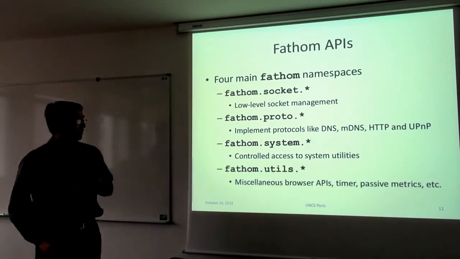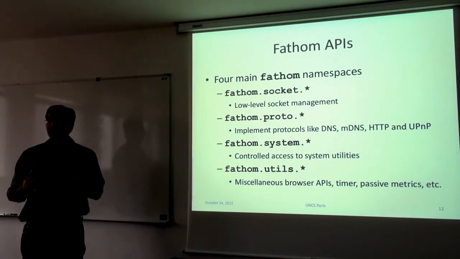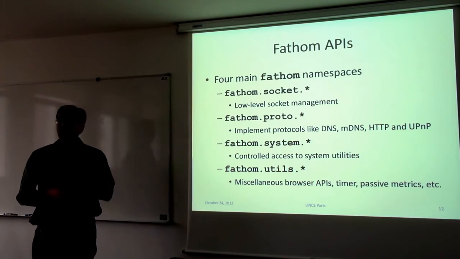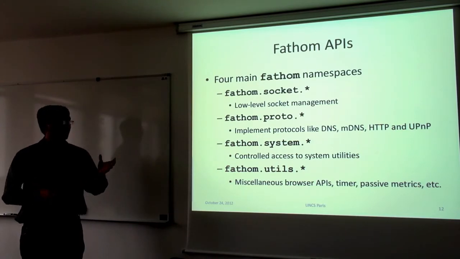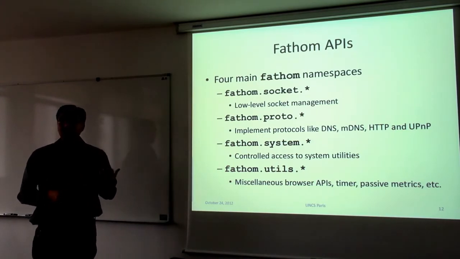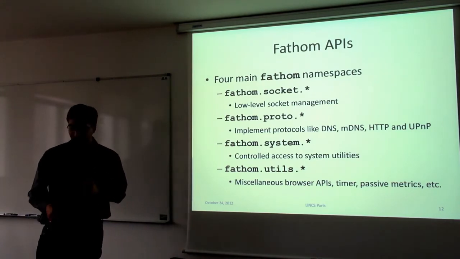Now, this class of APIs is used when other Fathom APIs cannot be used for direct measurements. And lastly, we have the utils namespace. This namespace contains APIs that provide access to miscellaneous browser APIs, including timer and access to passively collected measurements.